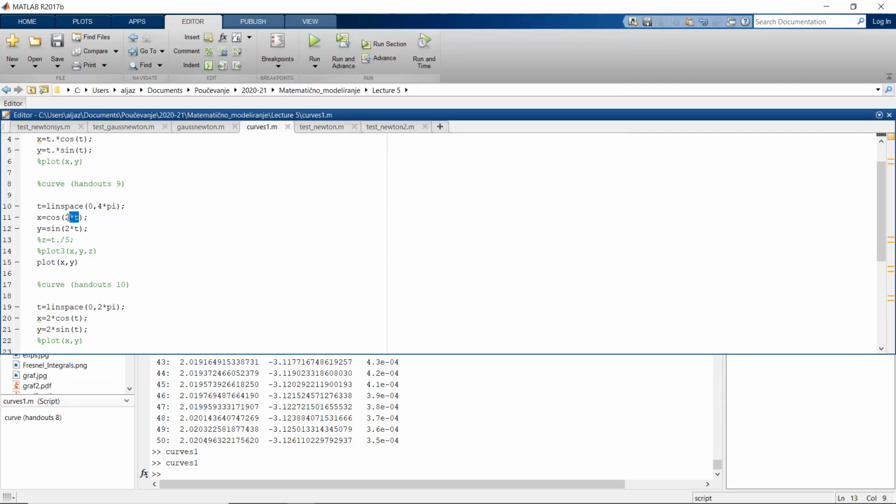And even if I put here, let's say, sine of t, cosine of sine of t, and then sine of sine of t, as long as this argument is the same for both cosine and sine, we are tracing the same picture, so the same curve.